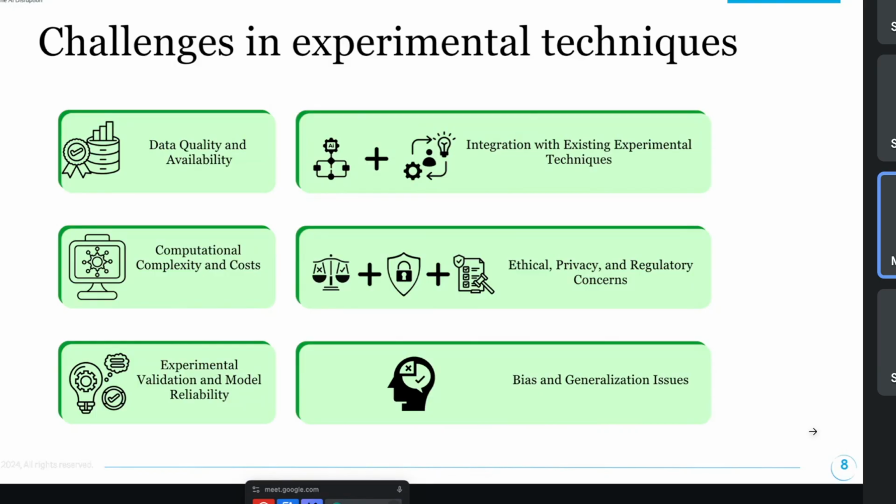Then, last but not the least, the experimental validation. You never know whether this is coming from a valid source of experimenting. It was very difficult to validate AI generated results. There was no set standard or board that could assess these AI generated results. So there was a lack of explainability.